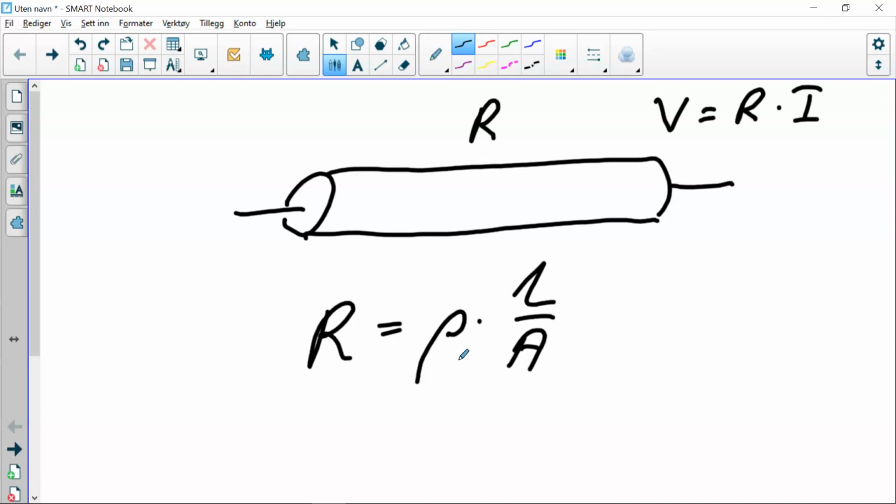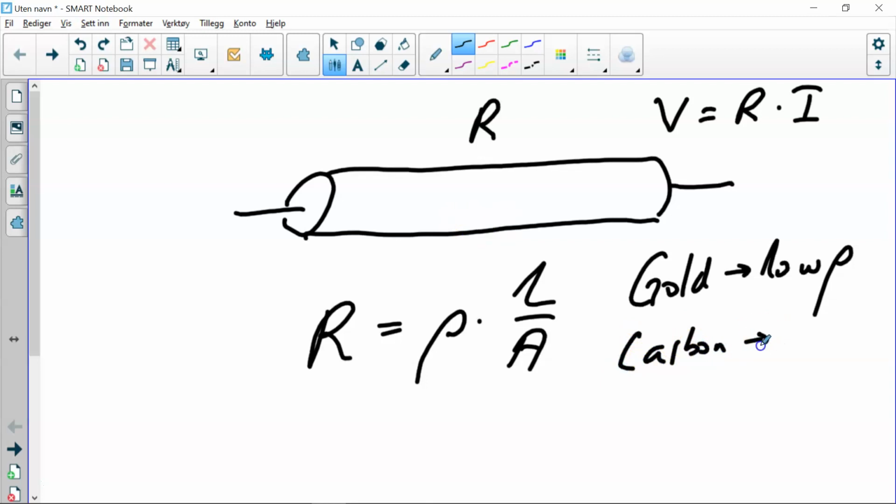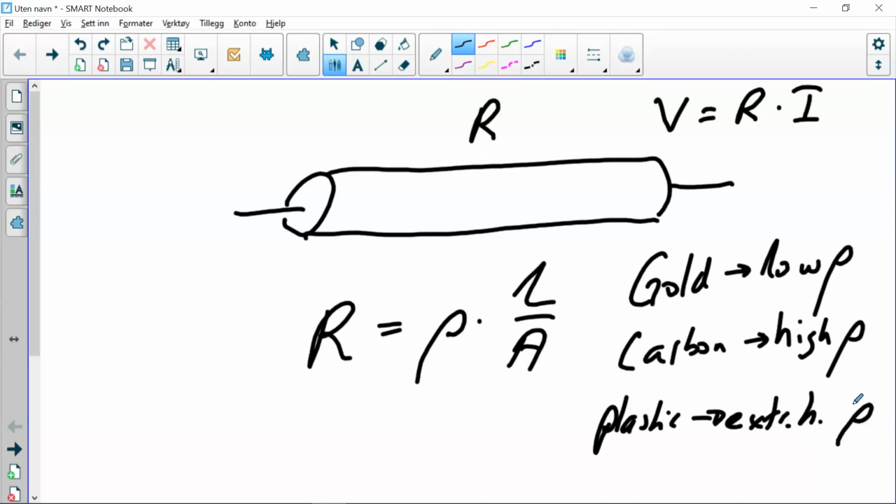In other words, how well they conduct current. For example, gold has a low resistivity, while for example carbon has a high resistivity. And things like plastic, they have an extremely high resistivity, which means that they carry current very poorly. So the higher the resistivity, the higher the resistance.